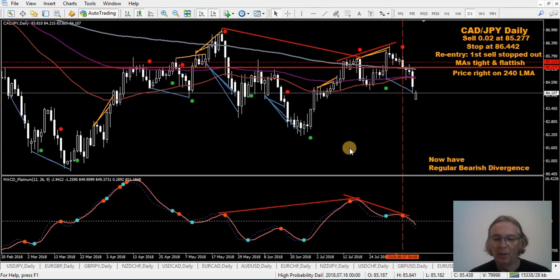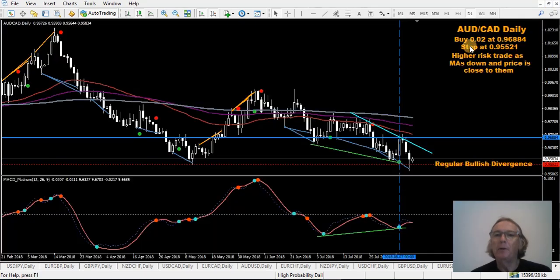In a sell here, all I've done this morning is closed half of my sell trade and brought my stop down to 85.519. The reason I closed half, you can see the new bullish JAGfx RD, the blue trend line, and we're through the zero line on the MACD Platinum. So just taking a little bit of profit there and bringing my stop down. So if I was stopped out, there'd be a small profit overall. So that's the CAD yen.